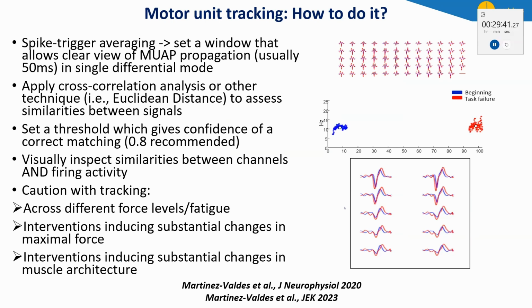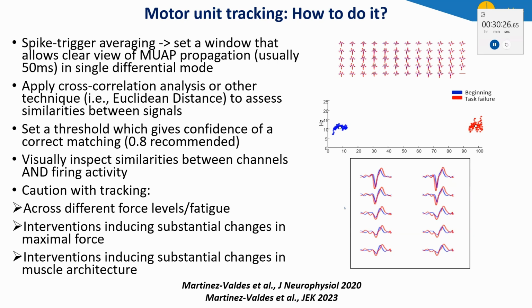And how to do it? So how do we do this? Once you have applied the electrode grids in the same position across sessions, and you are certain that you have performed all the measurements in a standardized way, the first thing, and there are many overlaps with what you heard from Andrea as well with the conduction velocity, is that you have to spike trigger average your signal, so you get a clear view of the propagation of action potentials. Usually you select a window of 50 milliseconds. That allows a clear propagation view.